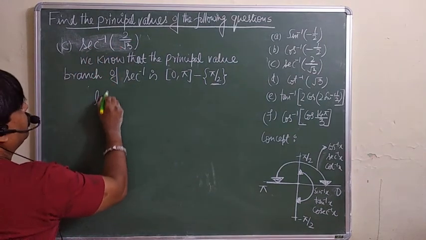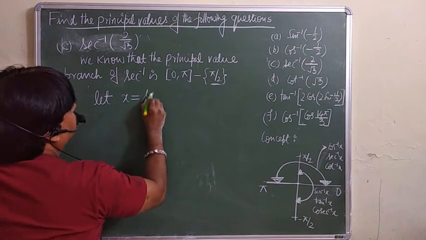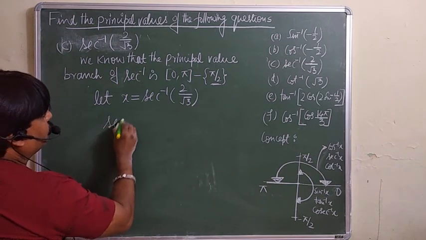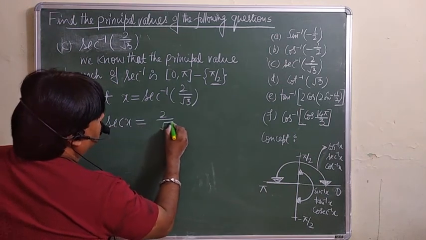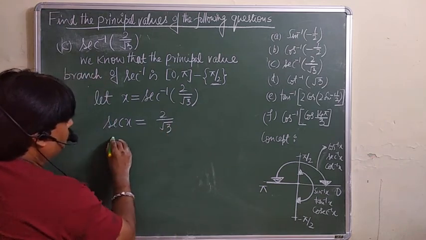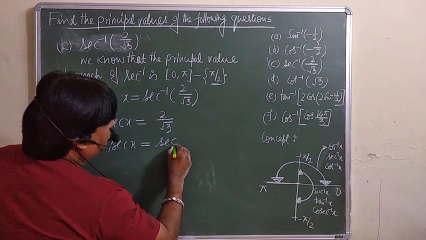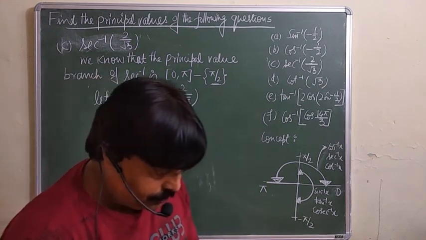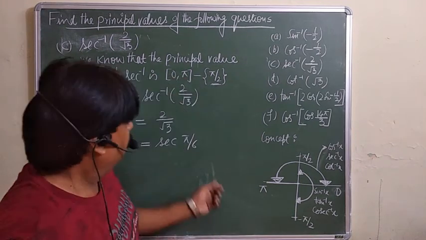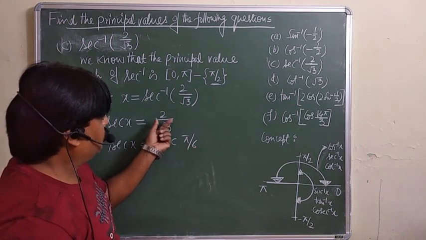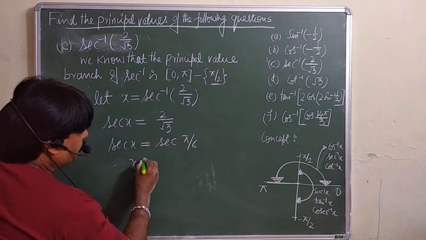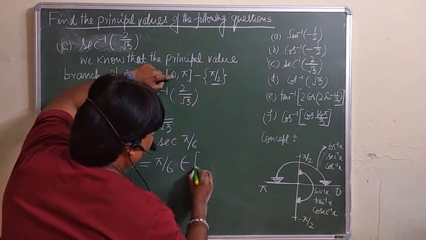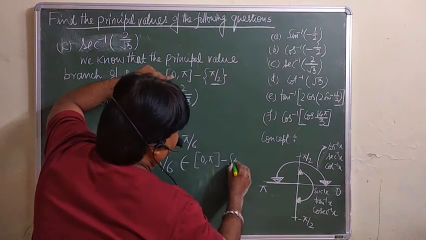You can assume let x is equal to sec inverse 2 over root 3. So here you can write sec x is equal to 2 over root 3. This is the value of sec pi by 6, because sec 30 degree is equal to 2 over root 3. So therefore from here you can say x is equal to pi by 6.